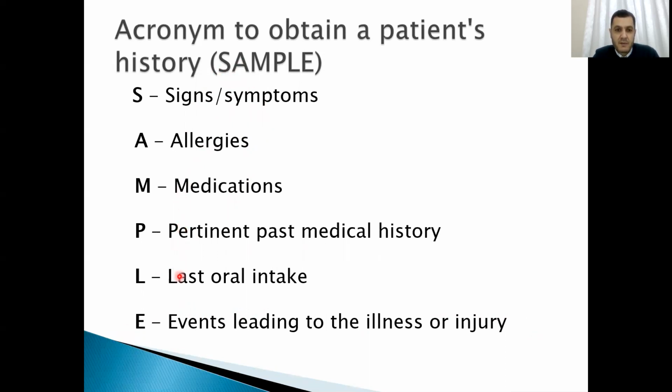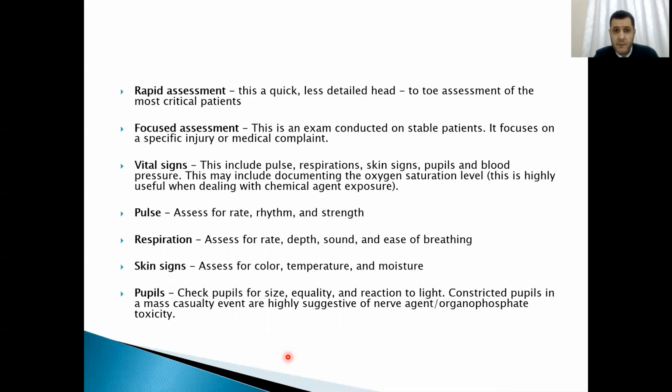P for past medical history, L for last oral intake, E for events leading to the illness or injury. So the rapid assessment, as we said, is important: a head-to-toe assessment. That's a very quick procedure. Then a focused assessment on the specific injury site or medical problem. For example, he may have an injury to the knee, so you have to do a focused assessment on that knee, all right?